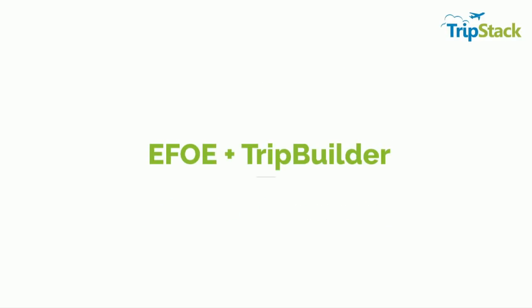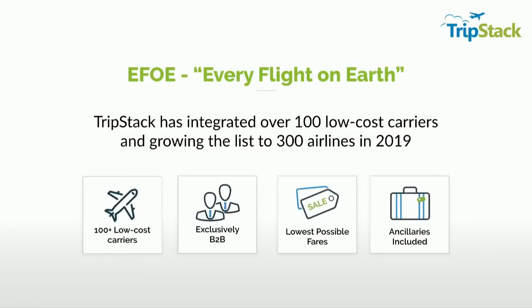We do this through two products working together in a single API. We call them EFOE and TripBuilder. EFOE means every flight on Earth. So far, TripStack has integrated over 100 low-cost carriers, and we're building the list to 300 airlines in 2019.